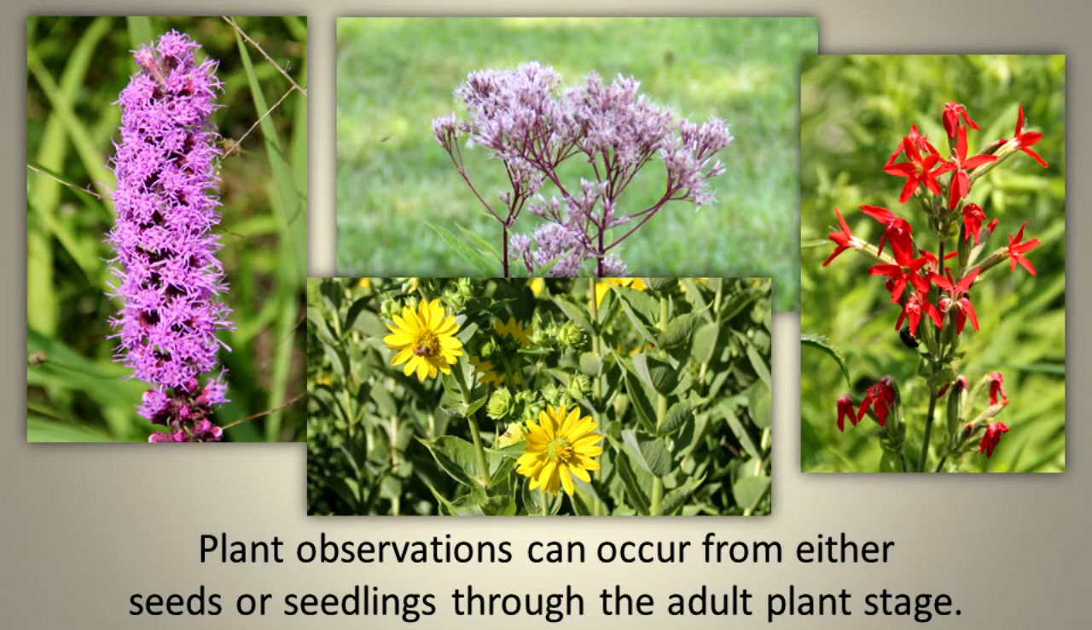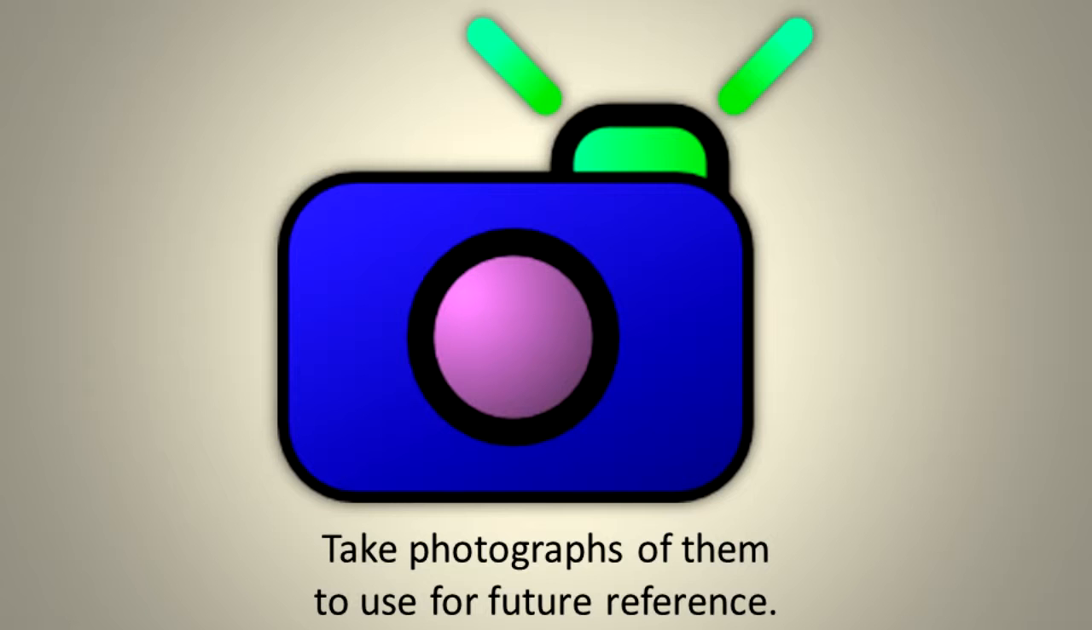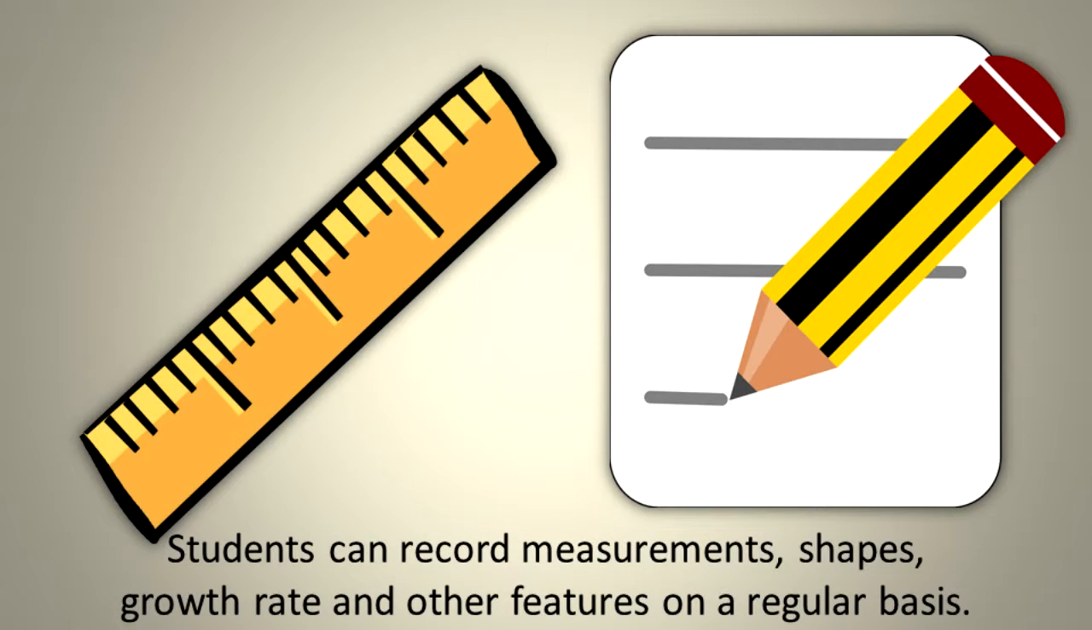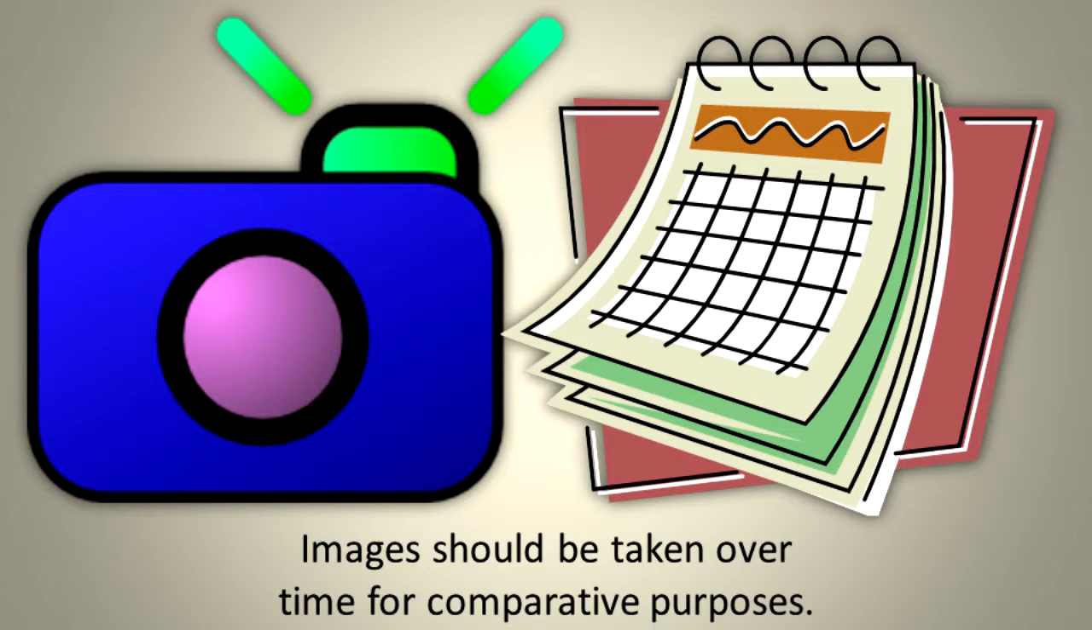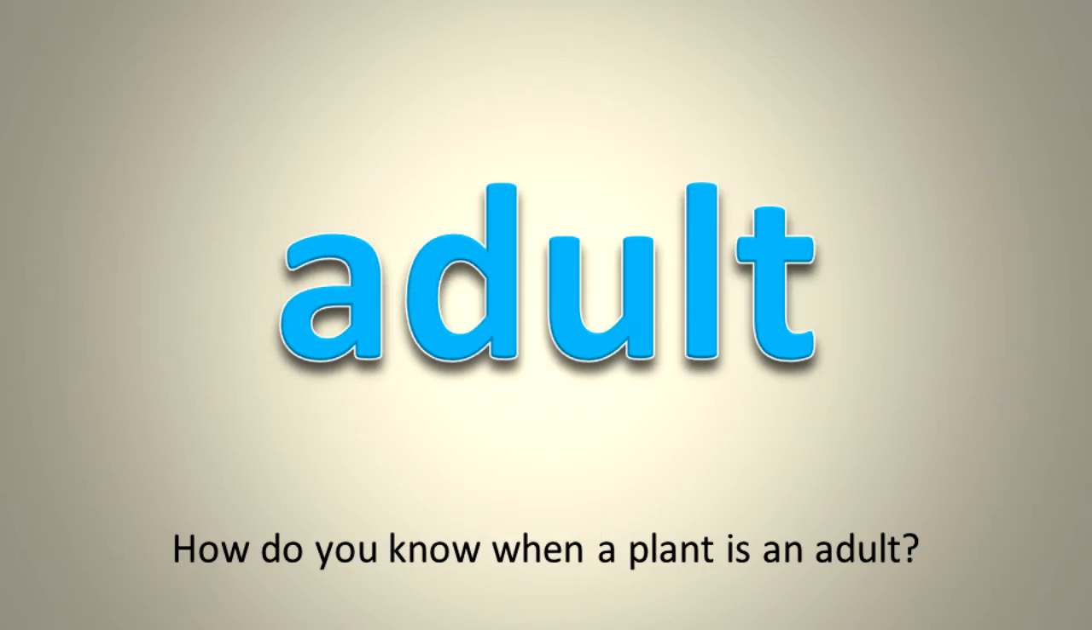Plant observations can occur from either seeds or seedlings through the adult plant stage. Look carefully at the seeds or seedlings. Take photographs of them to use for future reference. Students can record measurements, shapes, growth rate, and other features on a regular basis. Images should be taken over time for comparative purposes. How are the adult plants different from the seeds and seedlings? How are they the same? How do you know when a plant is an adult?